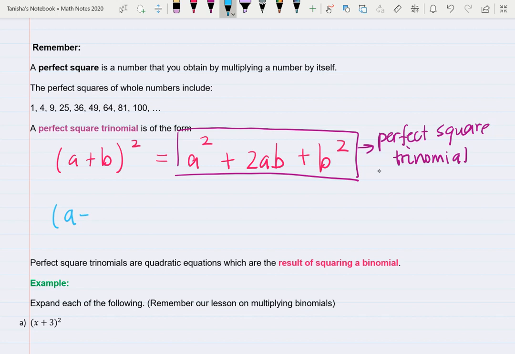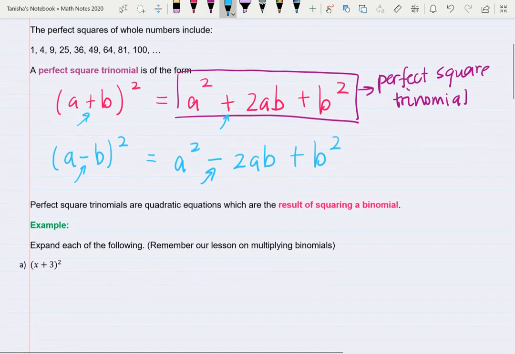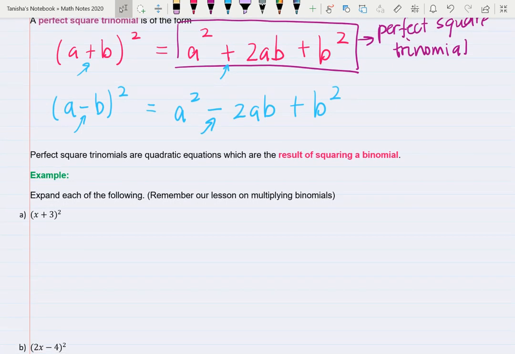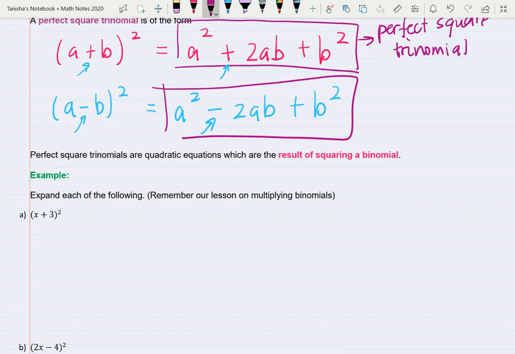If we had a binomial squared that had a subtraction sign in the middle instead of a plus sign, the only difference to this expression compared to the previous perfect square trinomial would be that instead of a plus sign here, we're going to have a minus 2ab plus b squared. So this would also be a perfect square trinomial, but just notice that the sign here depends on the sign inside of your binomial. So keep that in mind.